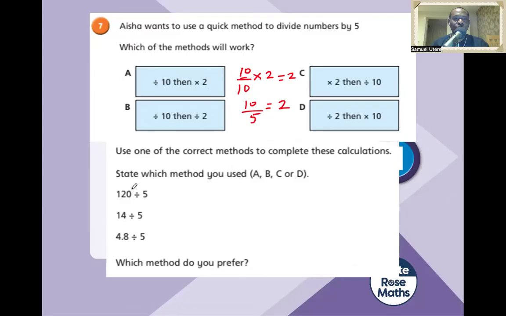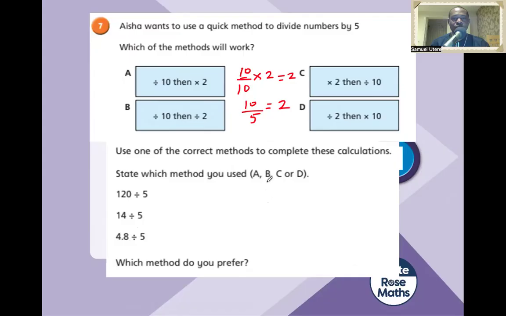So for example, 120 divided by 5 will be 120 divided by 10, which is 12, and then you times by 2, which is 24. So you can use the method. Here, 14 divided by 10 is 1.4, and 1.4 times 2 is 2.8. Here, 4.8 divided by 10 is 0.48, and double 0.48 will be 0.96. So this is a quick way of doing the calculation.